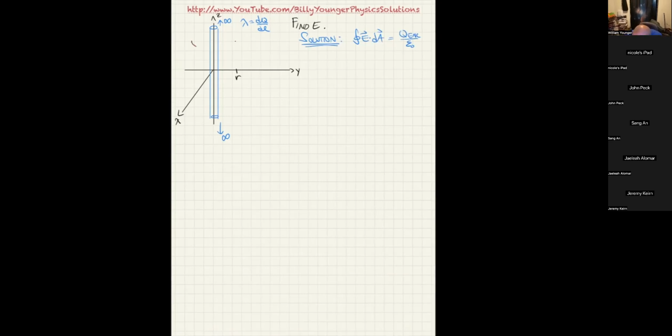So I'm going to draw a Gaussian surface that looks like that, and I really wish I would have used the other button, but it looks like that. And then I'm going to use it again down here like that, and like that, and like that. And I'm going to say this length is L, and of course this radius is obviously r, the lowercase r.